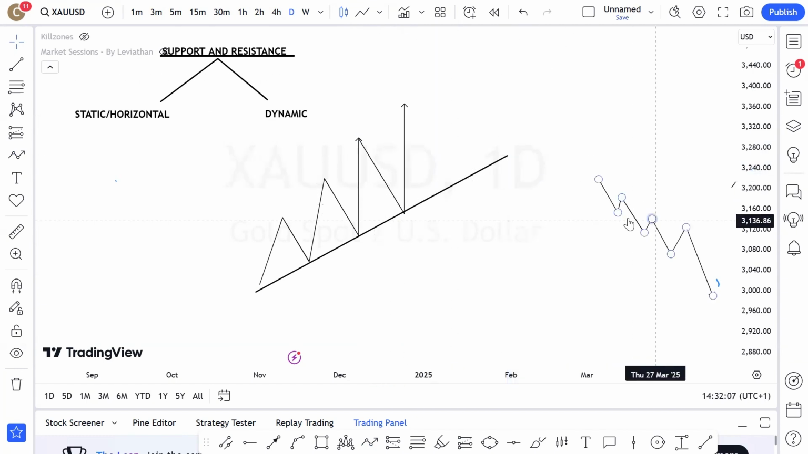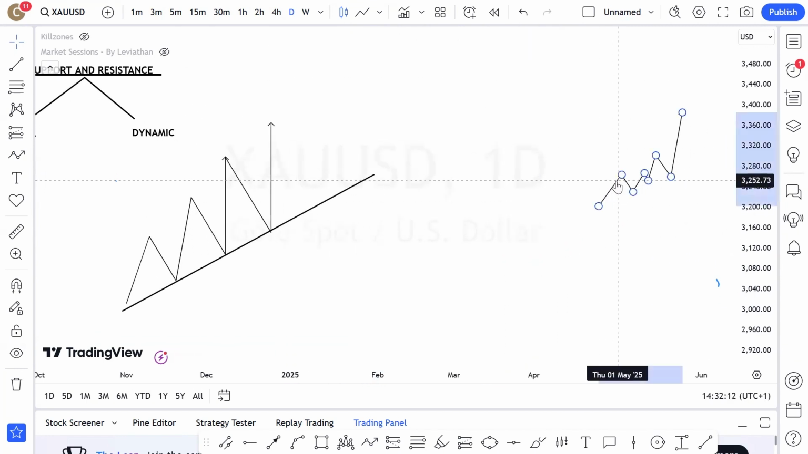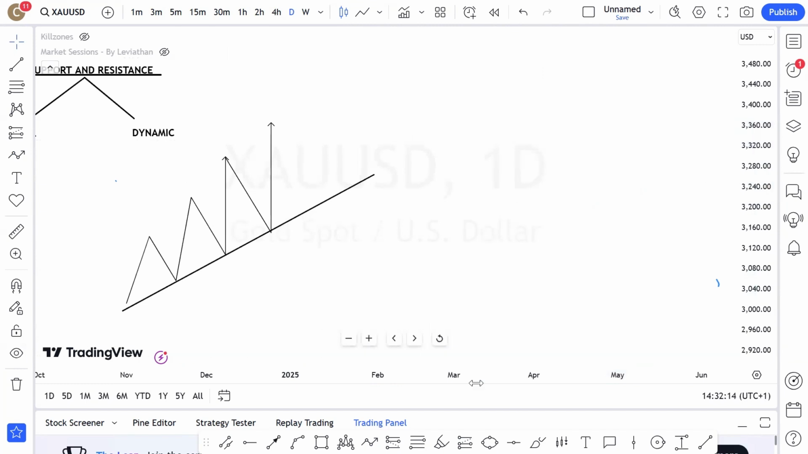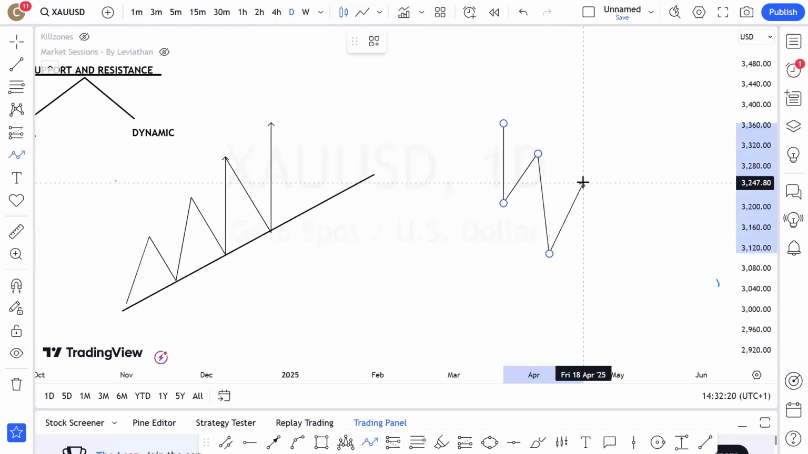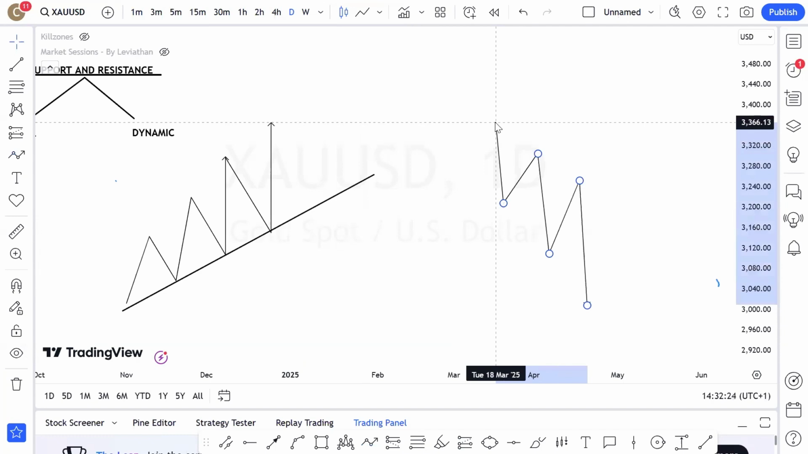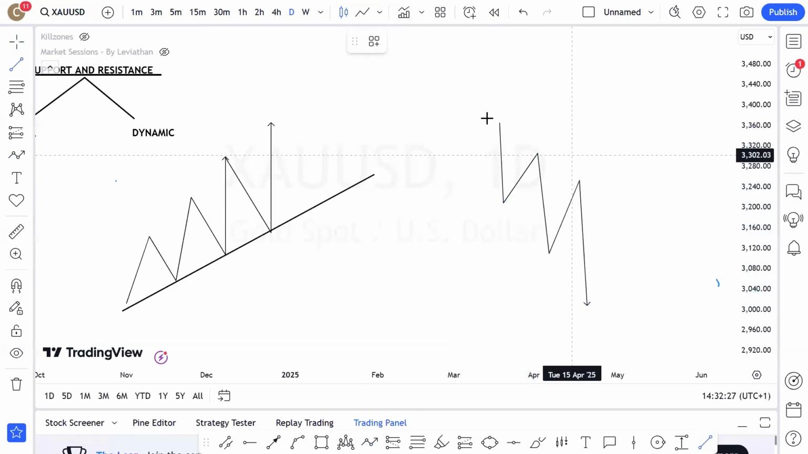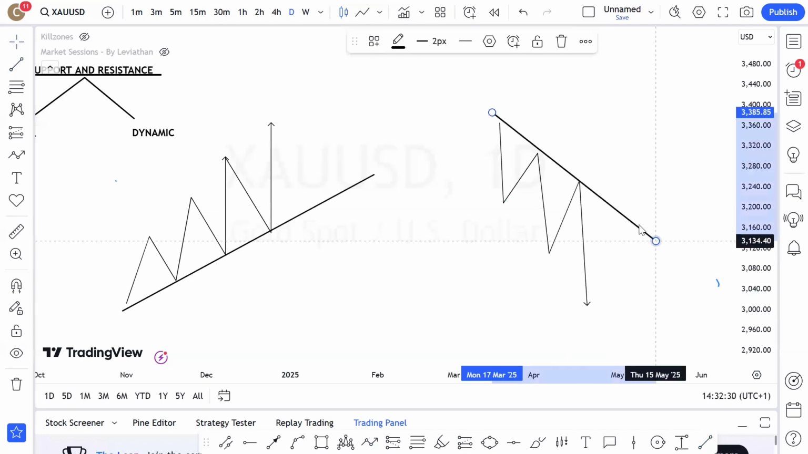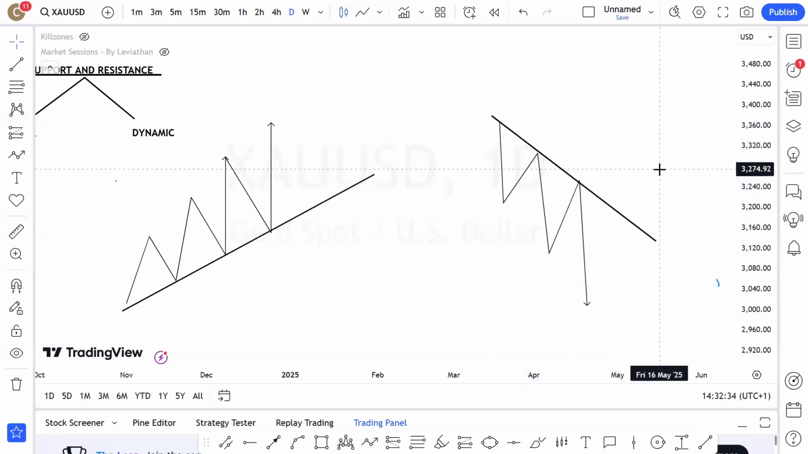Now, on the flip side, dynamic resistance is used in a bearish market. The market is in a bearish trend, so you have to see the market creating lower lows and lower highs in this order, all right? And all you need to do is put your trend line. For those of us who don't know how to draw this, we're going to look at it in one of the classes, how to draw effective support and resistance zones.